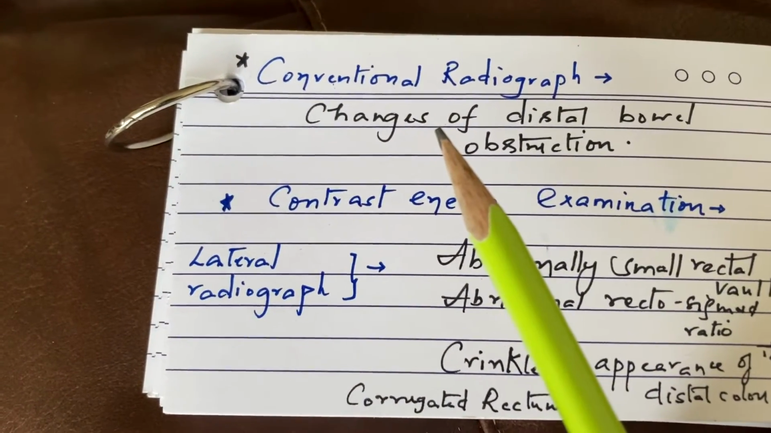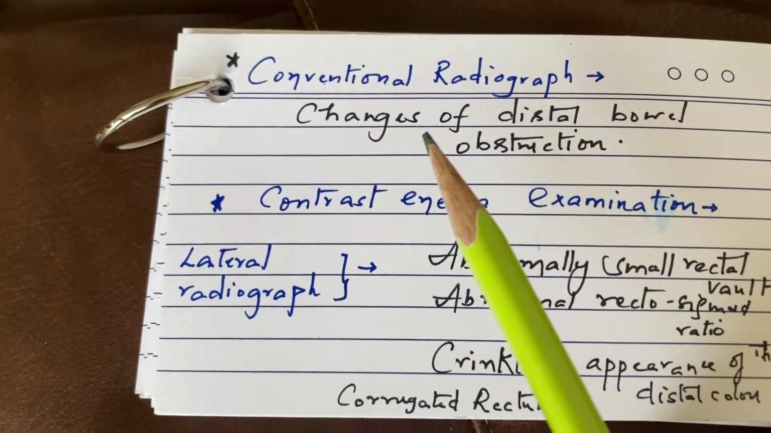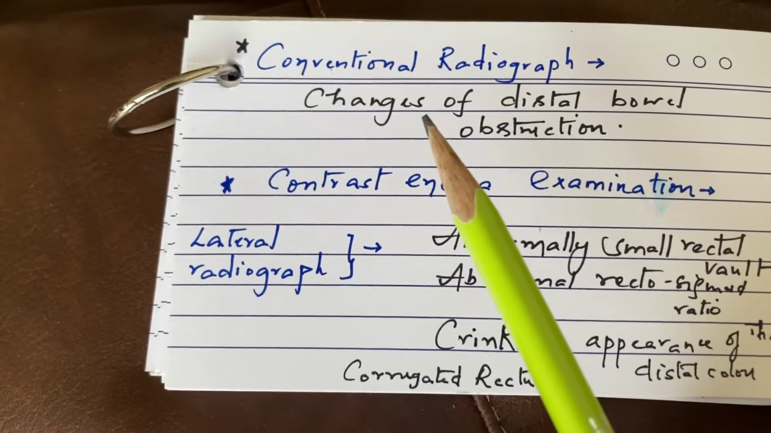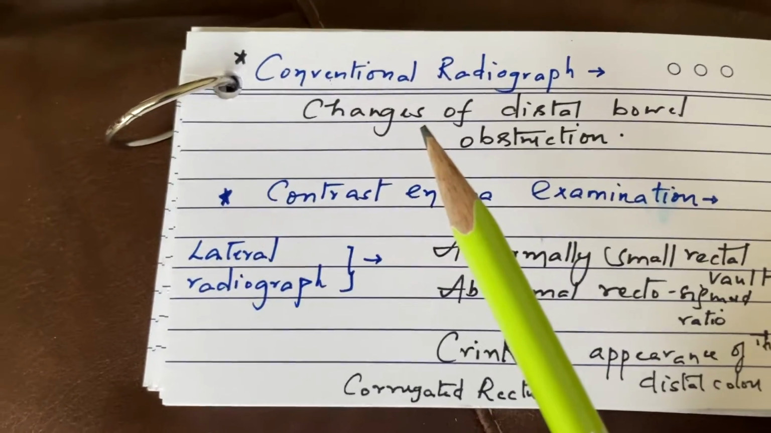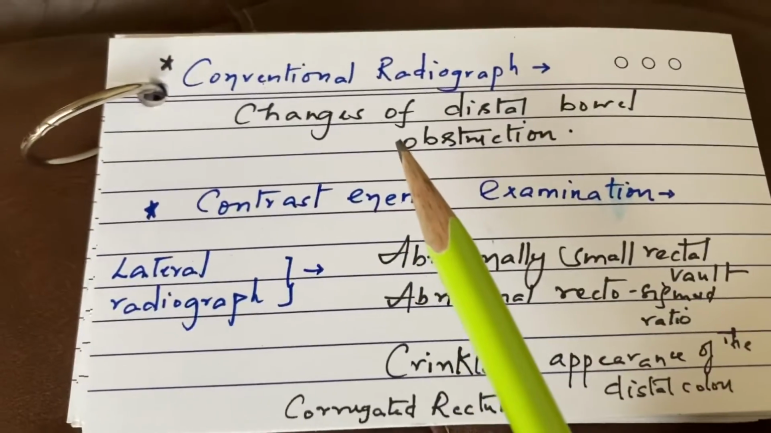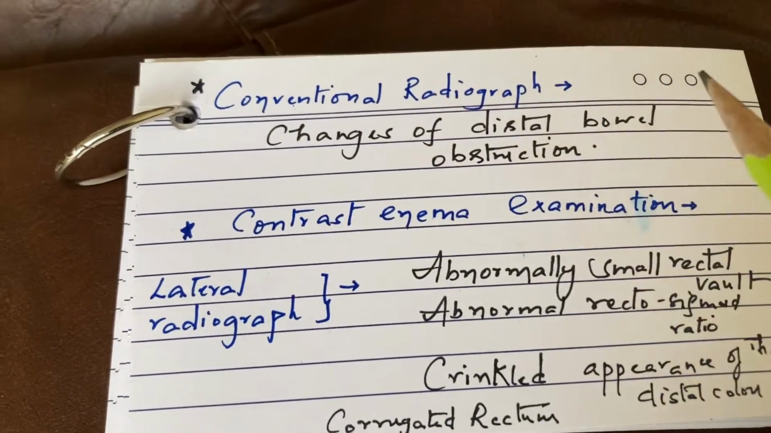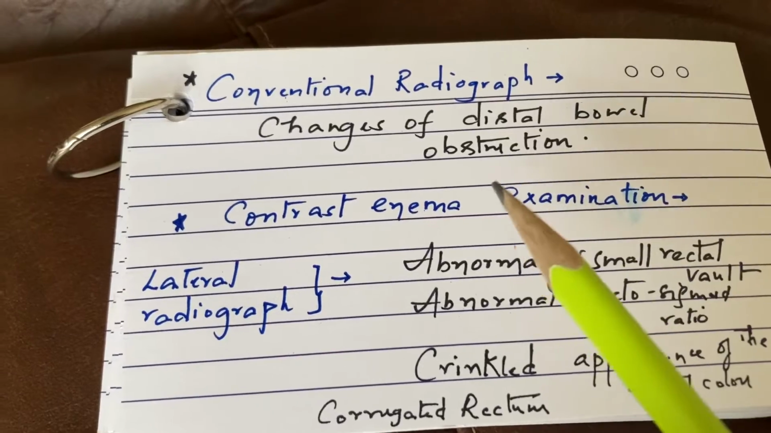Normally, most of the cases present in the neonatal period. The neonatal period is the first 28 days. How do they present? After birth, there will be delayed passage of meconium, abdominal distension, and vomiting. In older kids, it may present as constipation. On a conventional radiograph, there will be changes of distal bowel obstruction.